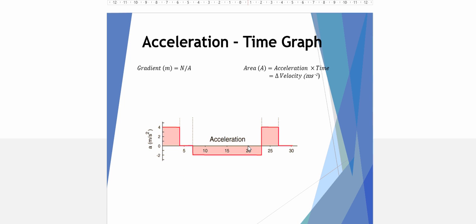Finally, we have the acceleration time graph. Now the gradient of an acceleration time graph is not applicable for what we're studying at the moment. However, the area is. The area of an acceleration time graph gives me the change in velocity. So if I were to calculate the area of this rectangle, this rectangle, and this rectangle, I could work out the change in velocity. Velocity, of course, is a vector, so I'd have to add my two positives and subtract my negatives to work out my overall change in velocity.